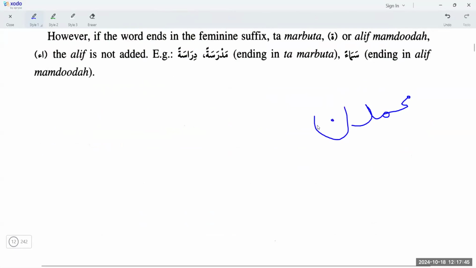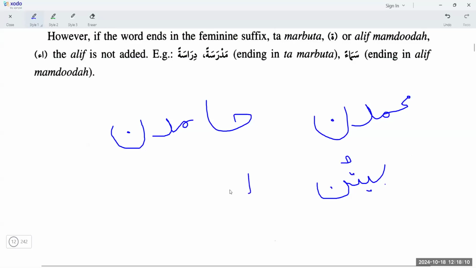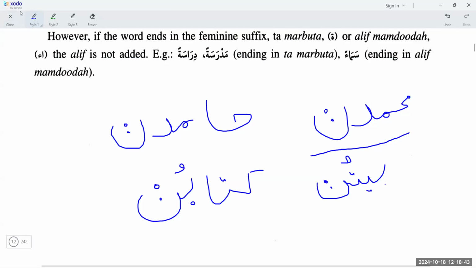Muhammadun. Hamidun. Baytun. Kitabun. So there is a noon sakin at the end of the noun. This is the real form of the noun.